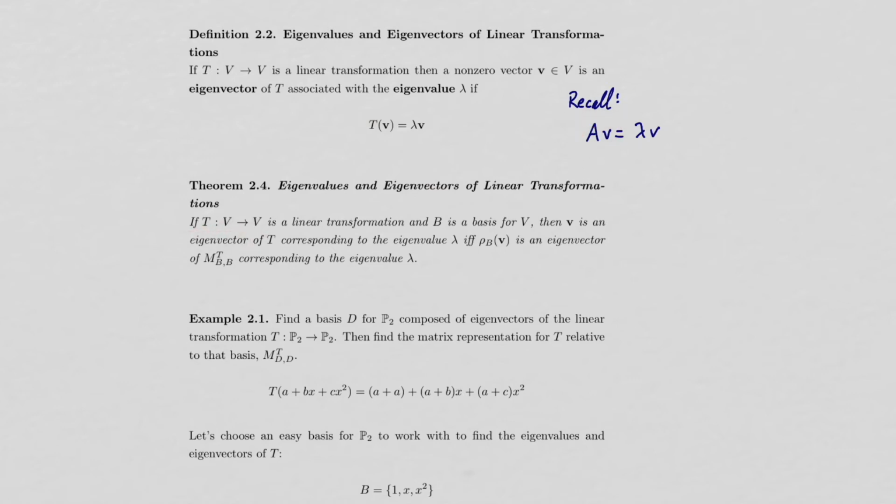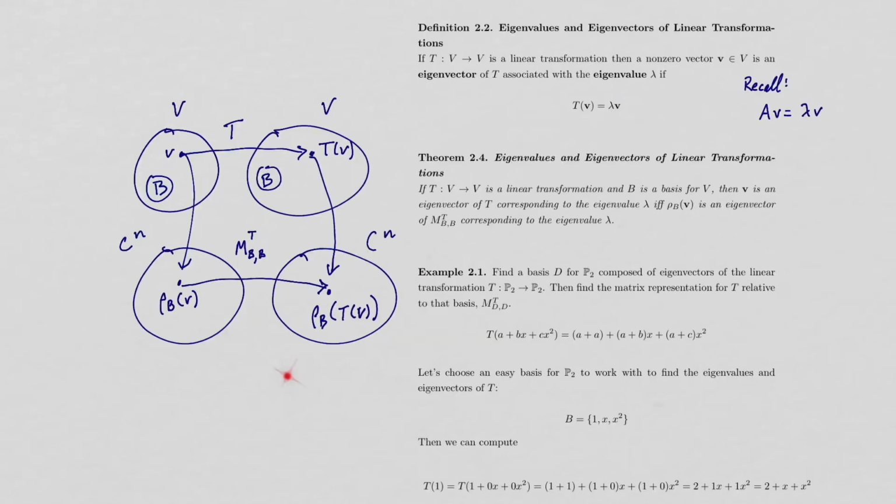If T maps from V to V, it's a linear transformation, and B is a basis for V, then little v is an eigenvector of T corresponding to the eigenvalue lambda if and only if the coordinate vector of v relative to B is an eigenvector of the matrix for T relative to B and B corresponding to the eigenvalue lambda. We can picture that over here.